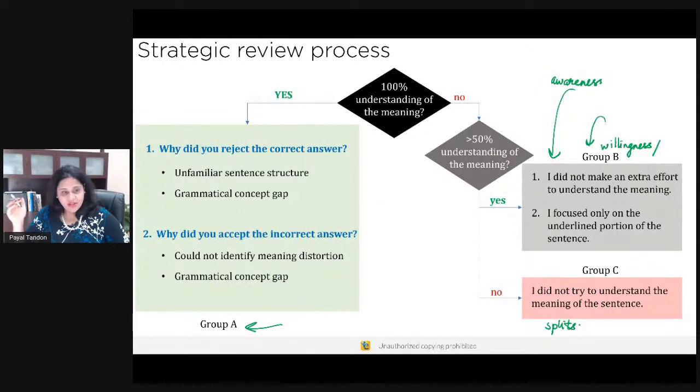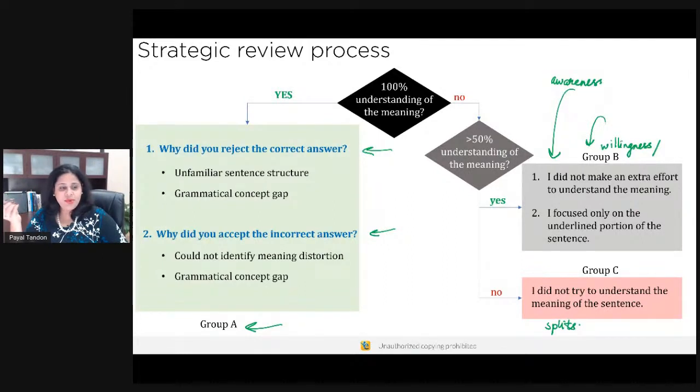Now, the corrective action for each of these groups is going to be different. Corrective action for group C. Now, again, if you notice one thing, my flowchart stops here. For group B, I'm not even asking group B guys to do any of this analysis. Why? Because it's meaningless for them to do that analysis.